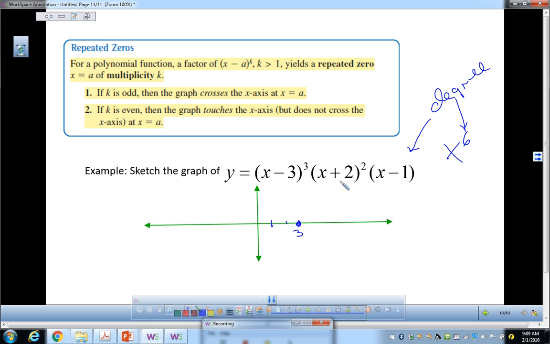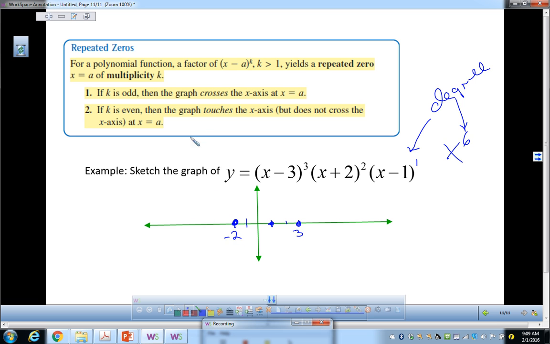So what is the 0 according to this? If x plus 2 is a factor, what is the 0? What's going to make that 0? Negative 2. So I know I have another 0 of multiplicity 2 at negative 2, and I know I have a 0 of multiplicity 1 at x equals what? 1, right? You guys understand how I know those are zeros?